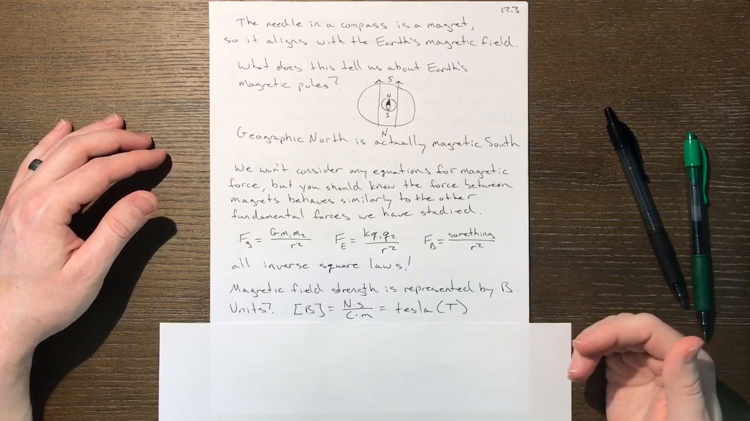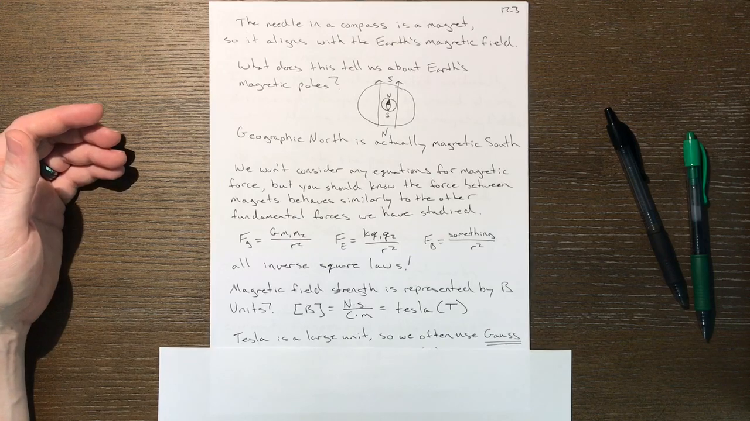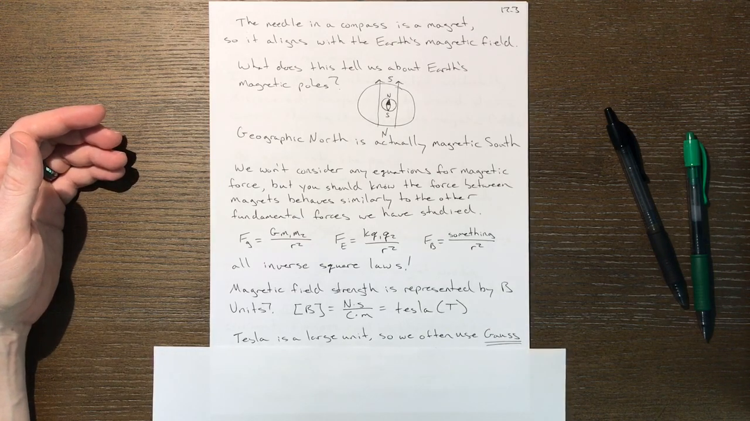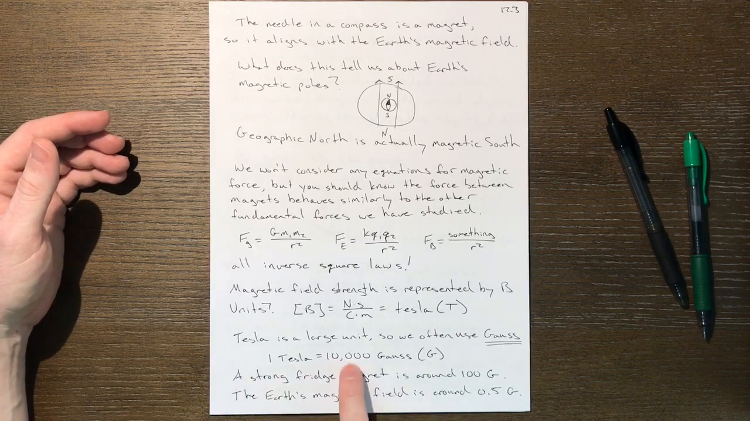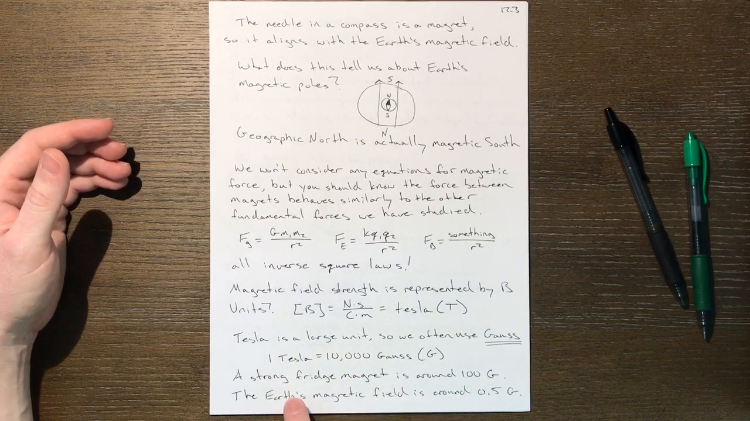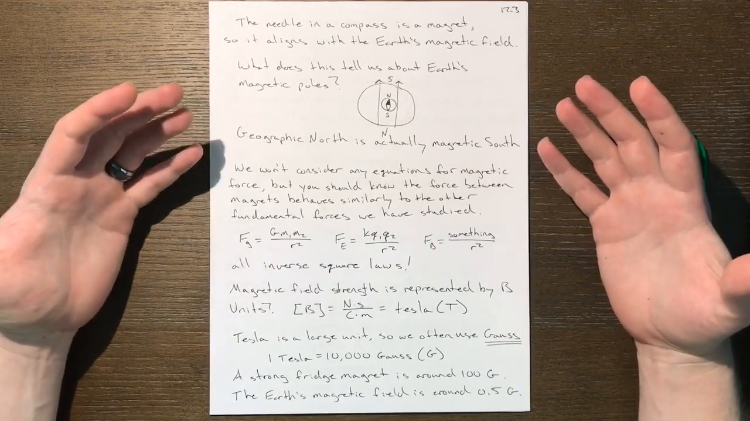However, Tesla is not what is commonly used because it turns out that Tesla is quite a large unit. So we also have the Gauss. And 1 Tesla is equal to 10,000 Gauss. Like I said, it's a big unit. It deals with large magnetic field strengths.